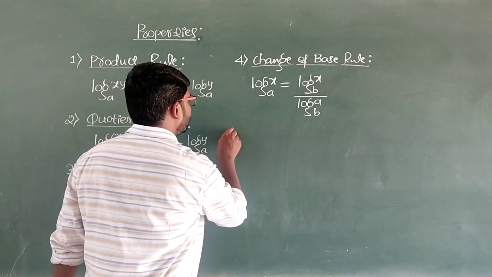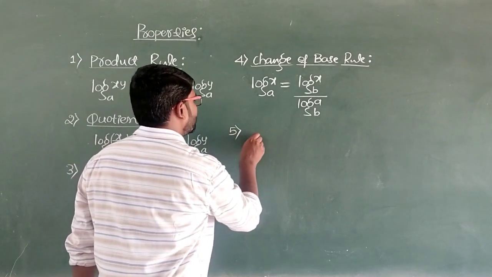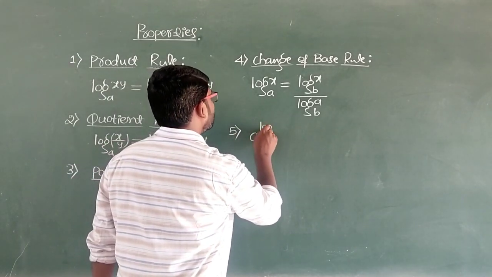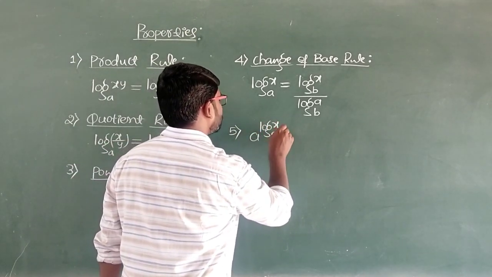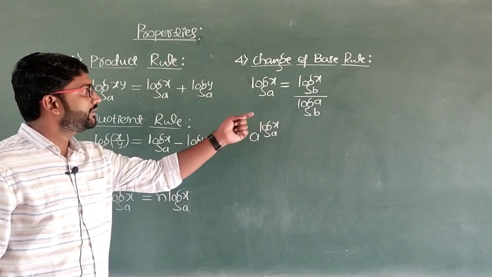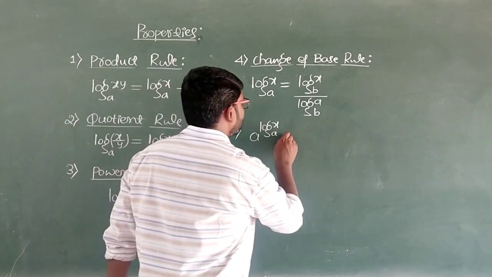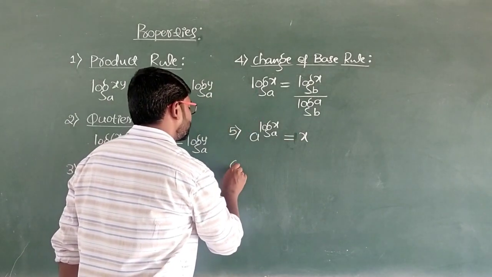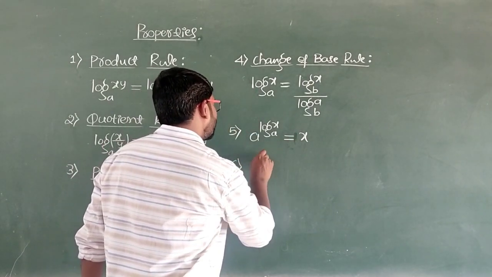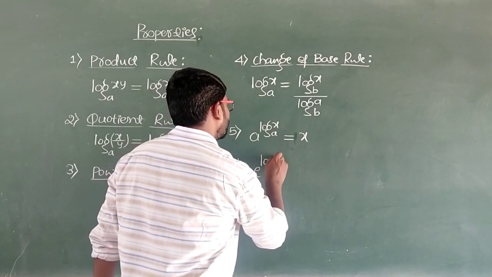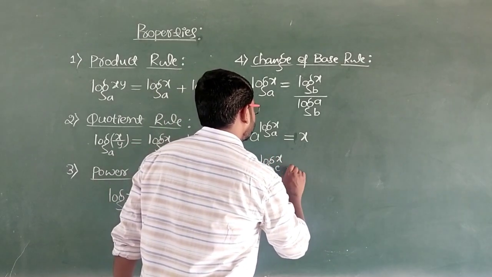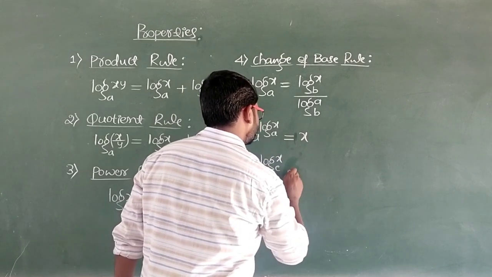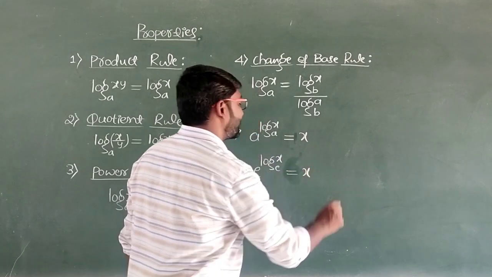Then the fifth one, a to the power log x to the base a is x. Then the sixth one, e to the power log x to the base e is again x.